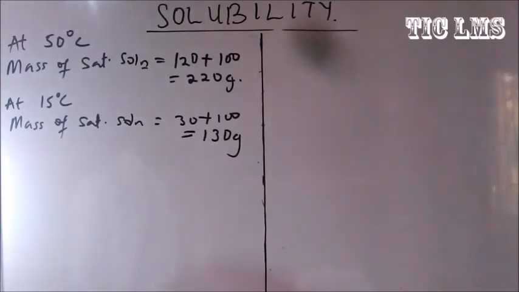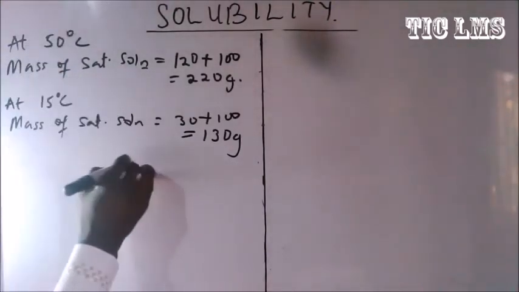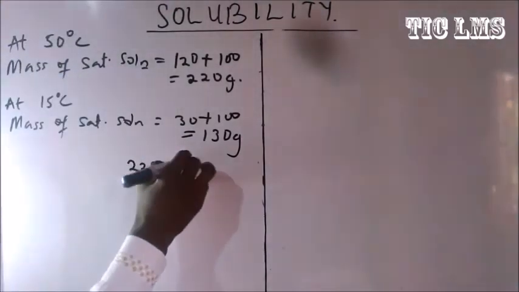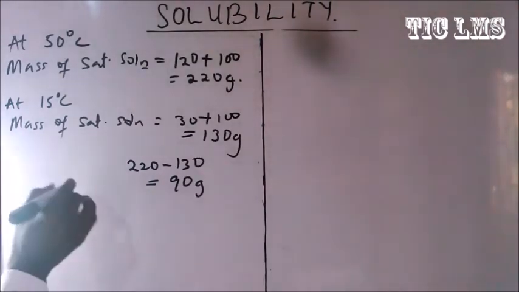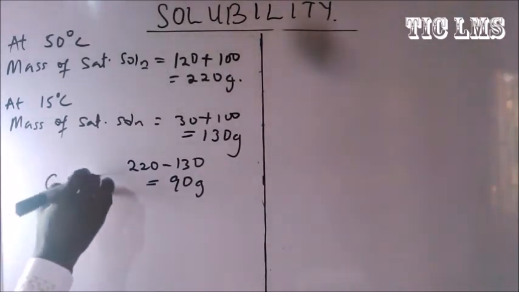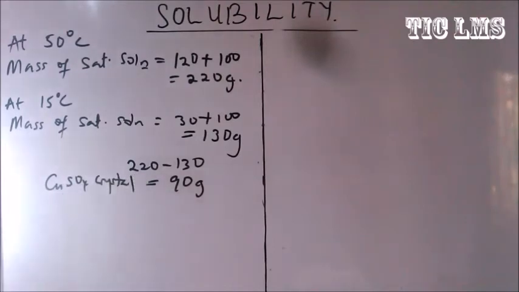The mass of CuSO4 crystal that was deposited when it was cooled from 50 to 15 will be 220 minus 130 gram, and that will give 90 grams. So this is the mass of CuSO4 crystal which crystallized out. Now we're asked to find the mass of solution that will produce 30 grams when it is cooled from 50 degrees Celsius to 15 degrees Celsius.